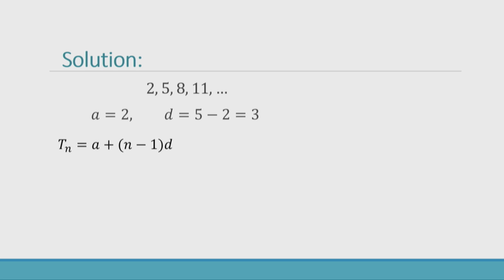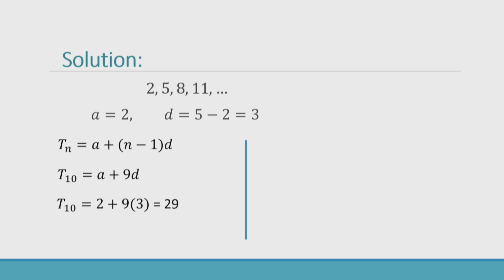So the formula for Tn is a plus (n minus 1) into d. We need to find T10, the 10th term. So replacing the value of n into the formula, 10 minus 1, which is 9, T10 will therefore give us a plus 9d. Replacing the value of a by 2 and the value of d by 3, we get 29 for T10.